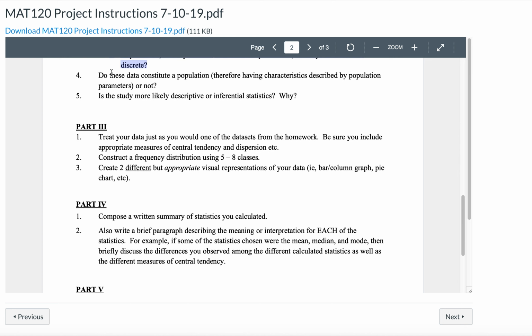Does the data constitute a population? This goes back to the week 1 lecture. Did you survey every single person in your population? If the answer is yes, which in the 4 years I've been doing this, it's never been yes, but if the answer is yes, then your data, meaning your table, is from a population. If you did not survey every single person in your population, then it is a sample. Okay, that's what that question is asking.